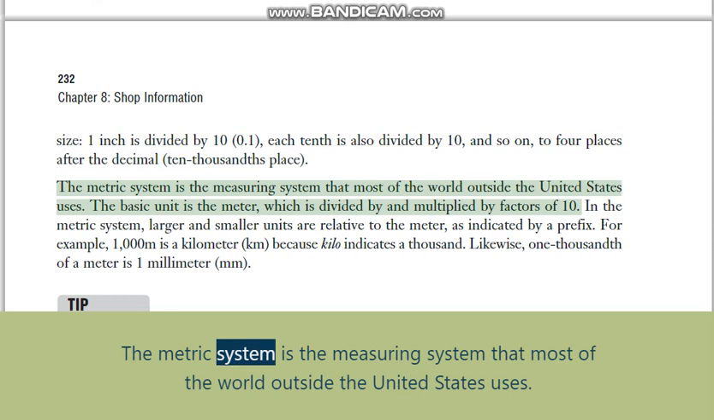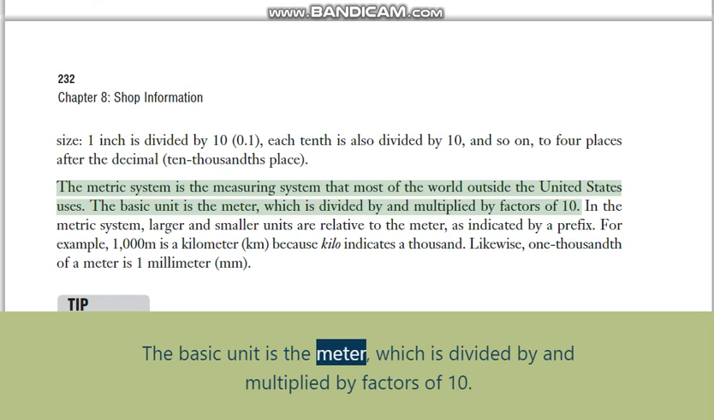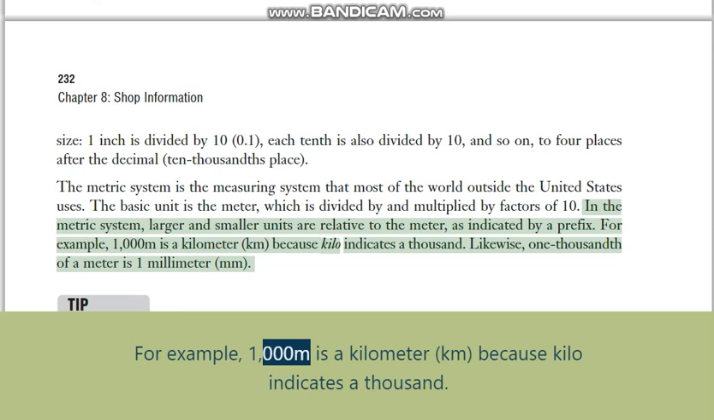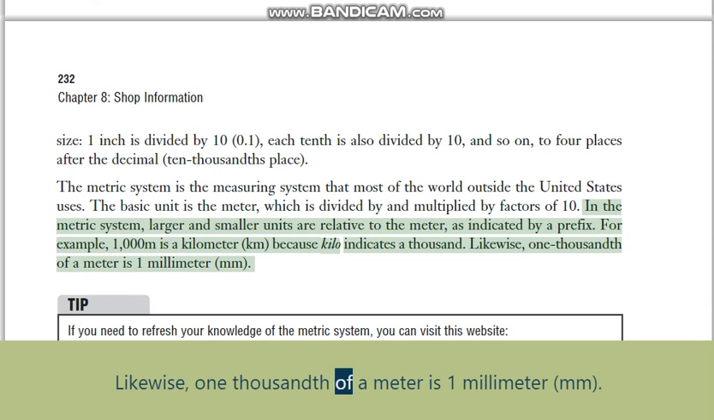The metric system is the measuring system that most of the world outside the United States uses. The basic unit is the meter, which is divided by and multiplied by factors of 10. In the metric system, larger and smaller units are relative to the meter, as indicated by a prefix. For example, 1,000 m is a kilometer, km, because kilo indicates 1,000. Likewise, 1,000th of a meter is 1 millimeter, mm.